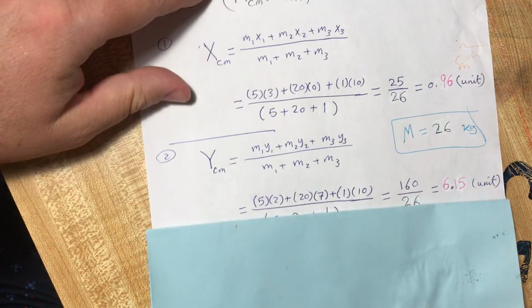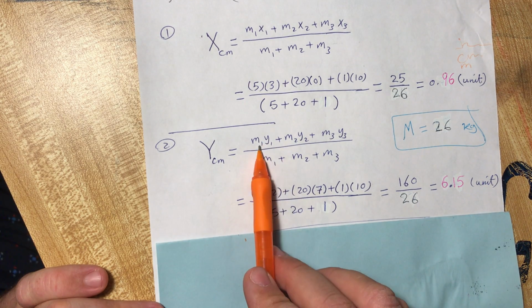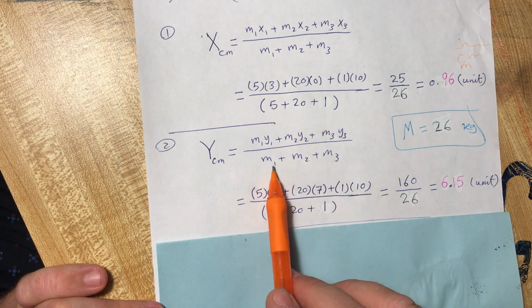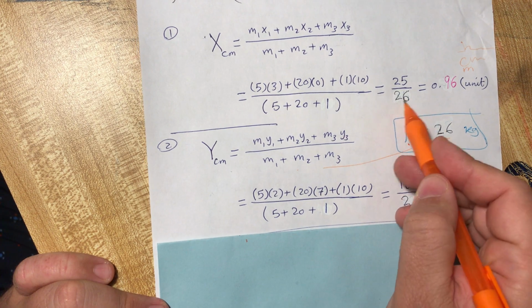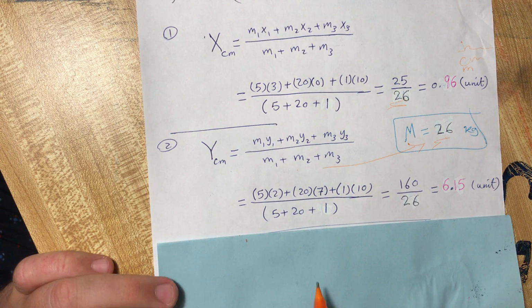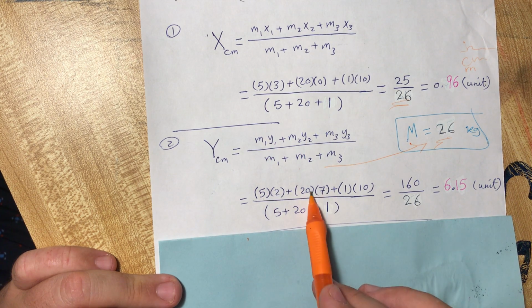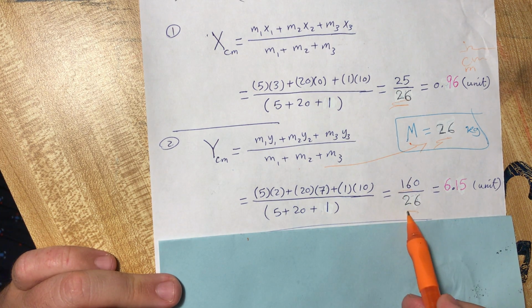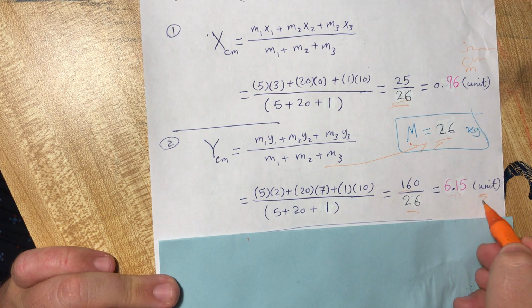Now, y center of mass, it's the same. m1 y1 plus m2 y2 plus m3 y3 over the total mass. The total mass is the same, 26. Each mass multiplied by its y position, it will be altogether 160 divided by capital M. This will be equal to 6.15 units of length.